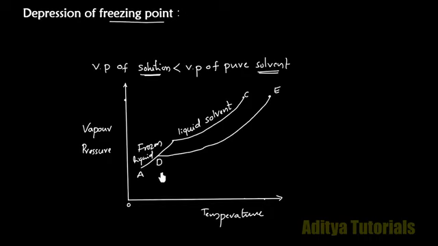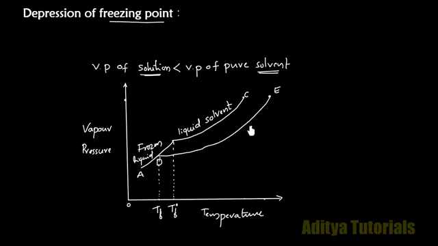Okay, so now I will extend it towards the temperature axis. At this temperature, I will mention it as Tf. And this one, I will extend towards the temperature and mention it as Tf naught.